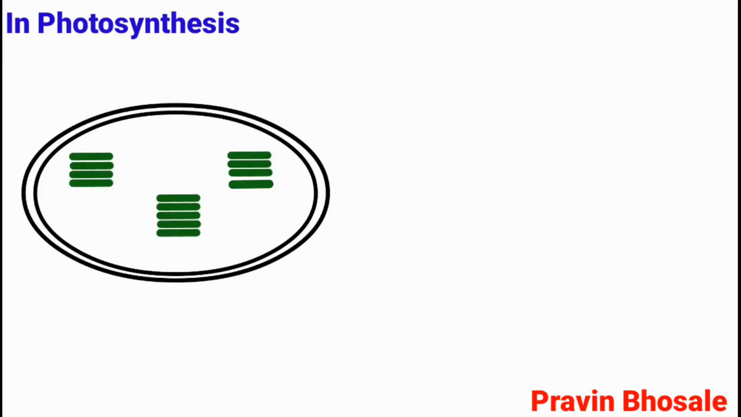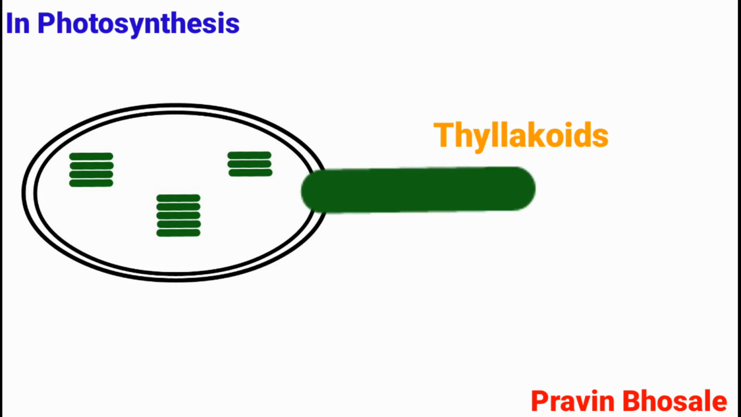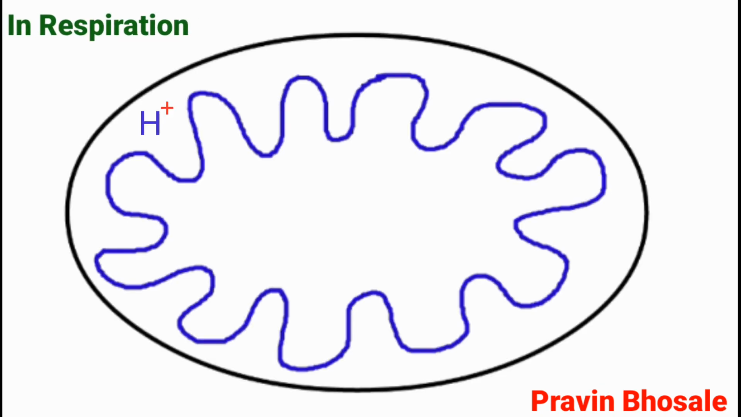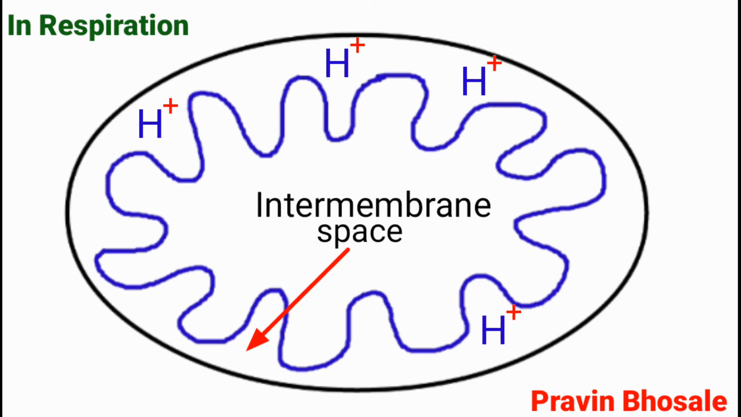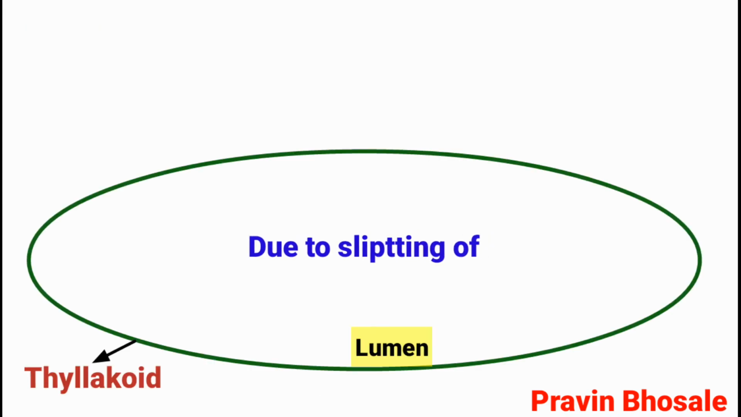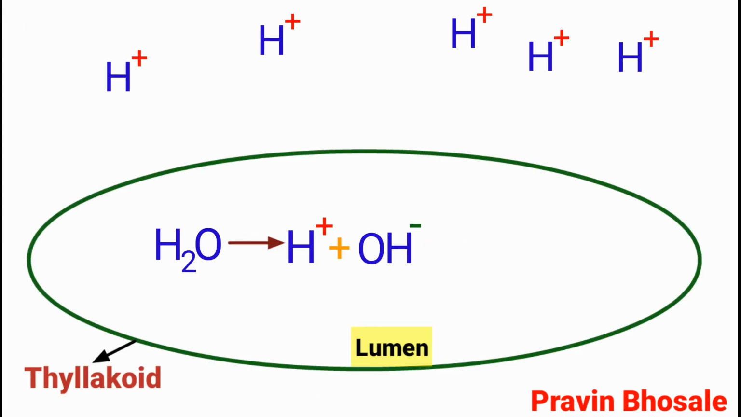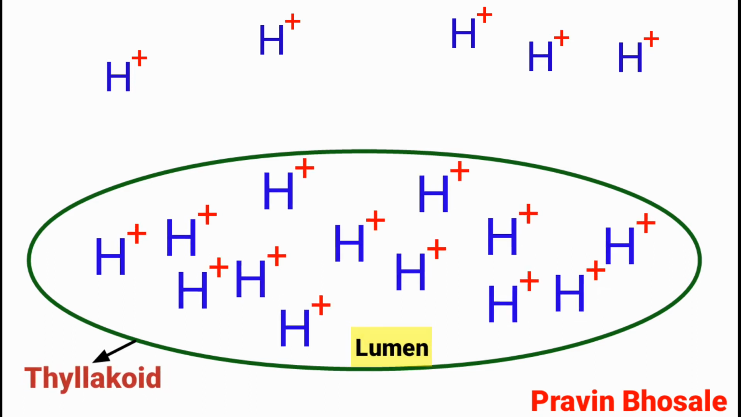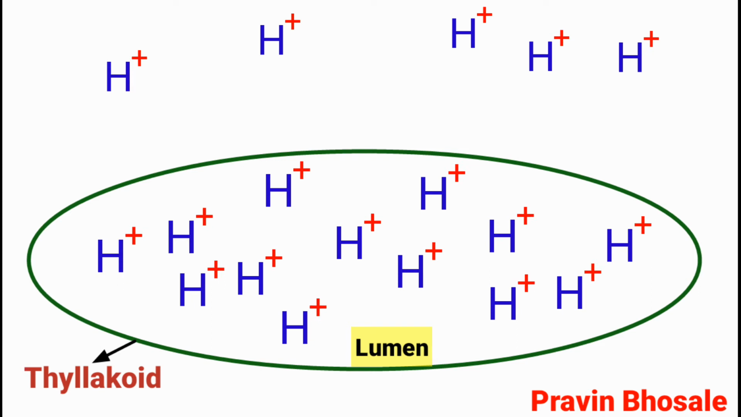In photosynthesis, these membranes are thylakoid and the protons accumulate in the lumen. In respiration, protons accumulate in the intermembrane space of the mitochondria. Due to splitting of water molecule on the inner side of the membrane, hydrogen ions accumulate within the lumen of thylakoid. So protons increase in number here.